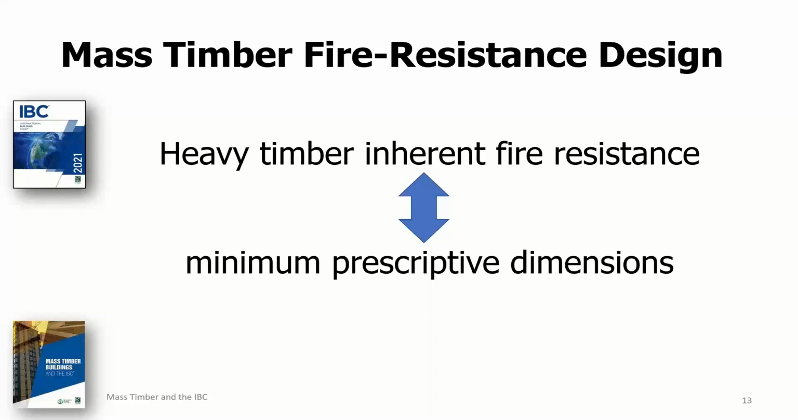Although they still need to meet the requirements of IBC section 2304.11, that's the minimum dimensions, these minimum dimensions may actually need to be exceeded in order to meet the prescribed minimum fire resistance ratings. And that's especially the case in types 4B and 4C construction on mass timber surfaces where there is no non-combustible protection.